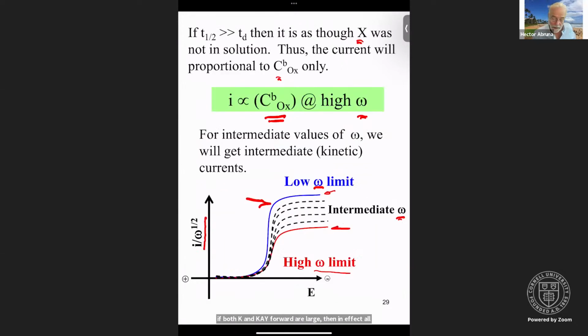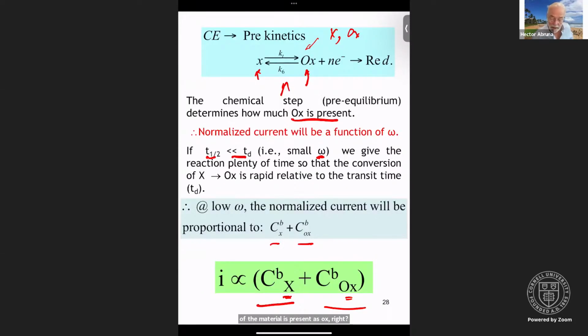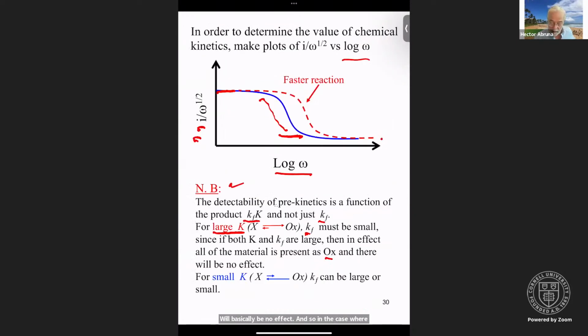What we're saying is, if this equilibrium constant is large for this conversion here and Kf is fast, then, for example, if K is 100 and K forward is fast, then 99% of the material is converted to ox, and there will basically be no effect. And so in the case where K is large, Kf has to be small. And that's the idea: being able to detect pre-kinetics is a function of the product of both K forward and the equilibrium constant.